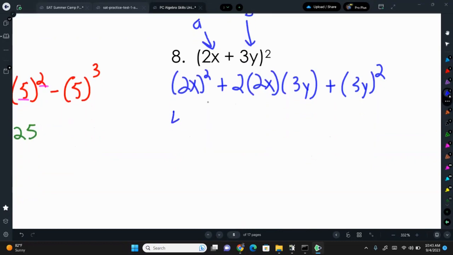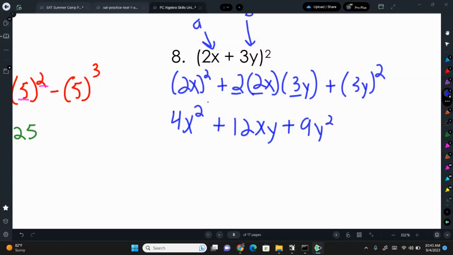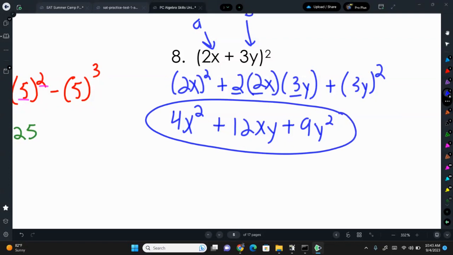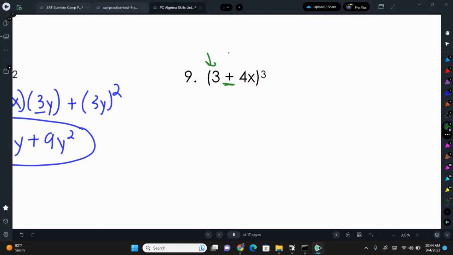So 2x squared is going to give us 4x squared plus 2 times 2 times 3 is 12. So we have 12xy plus 3y squared is going to simplify to 9y squared. So I think you can agree that this was quicker than writing it out and multiplying it and combining like terms. Right, this one is a sum of a cubic. So this is our a value, this is our b.